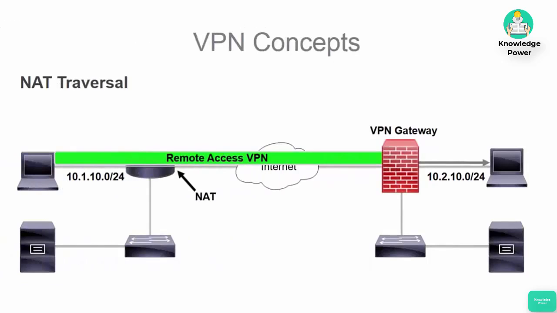The last VPN option that you should know for the exam is NAT traversal. NAT traversal is used when a VPN connection is established through a NAT device. Normally, IKE uses UDP port 500, but with NAT traversal, UDP port 4500 is used.